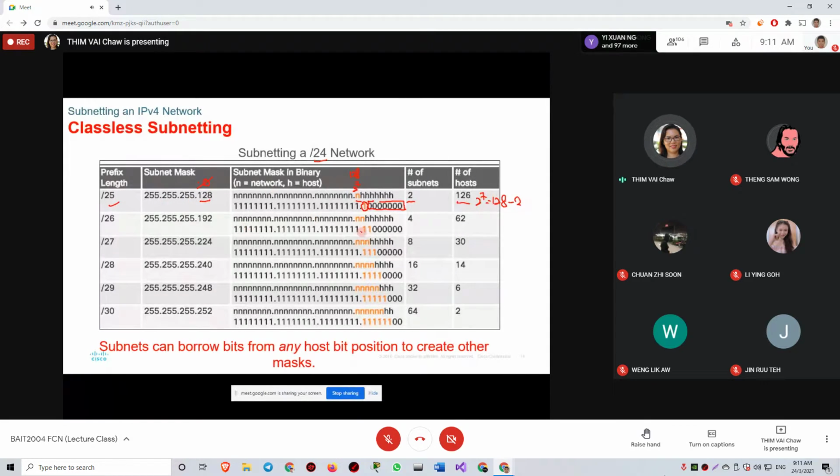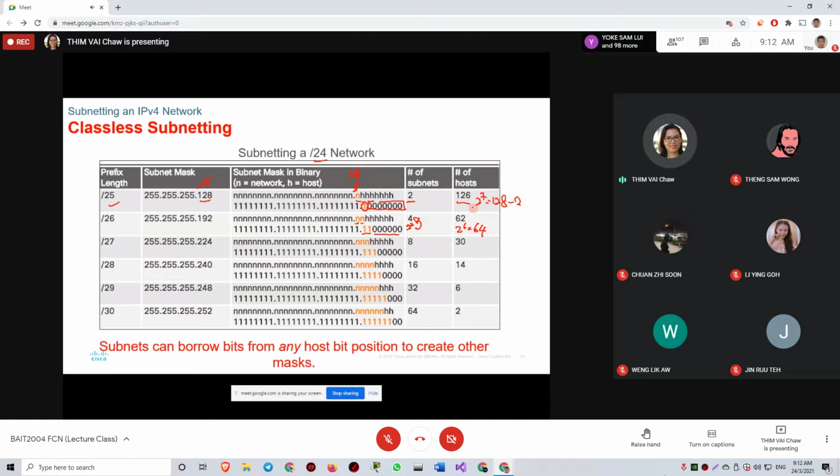Okay, same thing for the rest. This one will be 128 plus 64, because you are borrowing 2 bits to become the network portion. So that's why you have 2 power by 2, you will get 4 subnets. And then the remaining 6 bits, 2 power by 6, actually you get 64 addresses.